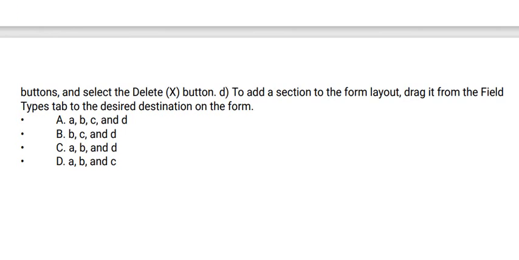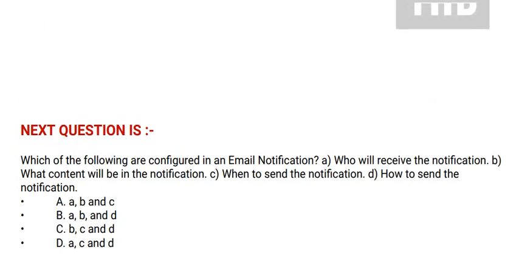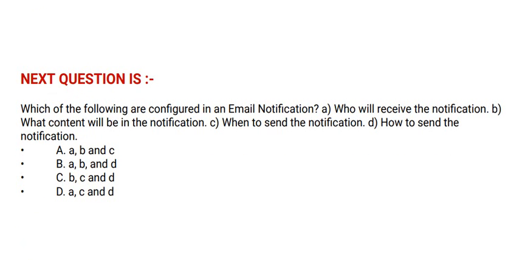And the correct answer is option D. Next question is, which of the following are configured in an email notification? A. Who will receive the notification? B. What content will be in the notification? C. When to send the notification? D. How to send the notification?